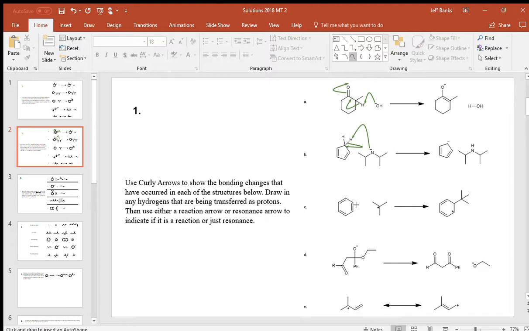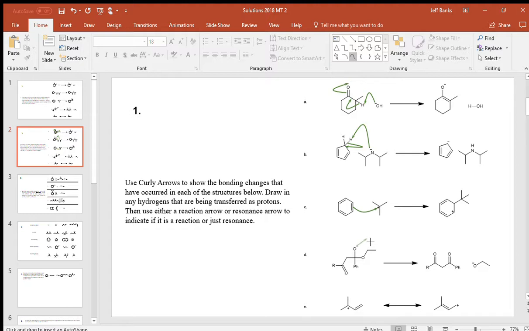And kind of the same thing is going on here. We're going to form a bond between this carbon and this carbon. It's these electrons that are going to do it. And when those electrons reorganize to form that bond, they leave this carbon electron deficient and positively charged. And finally, we can do that.